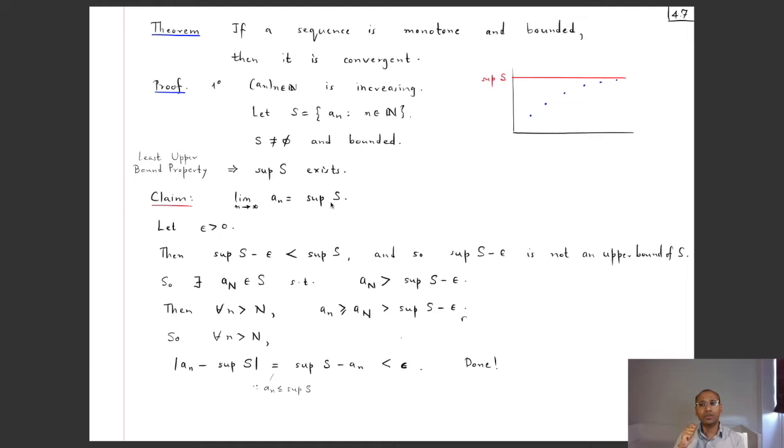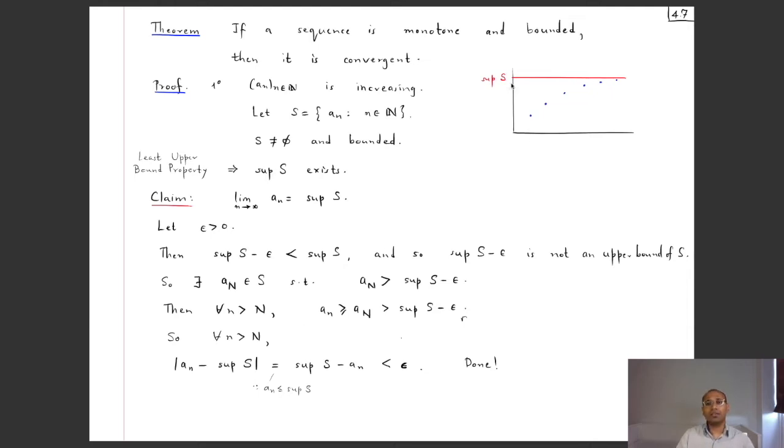So how do we show that? Well, what do we have to show? Given any positive epsilon, we want to produce an index, capital N, such that if I go beyond that index, then the distance of the nth term to the claimed limit, which is the supremum of S, is smaller than epsilon. So how do we produce this capital N?